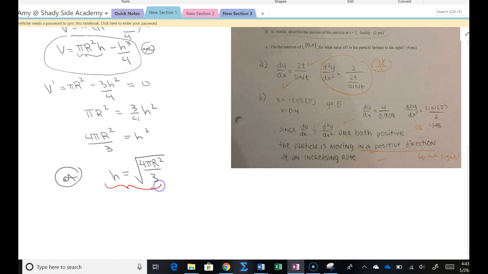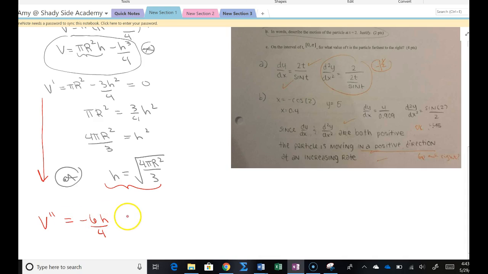How on earth are we going to plug in values left and right of this on a first derivative number line, right? So come with me here. Let's take v double prime. V double prime equals, this here is just a constant, it's 0. The derivative of this term is going to be negative 6h over 4. And you'll notice that in this problem, the h is the height of a cylinder, so h is always positive.